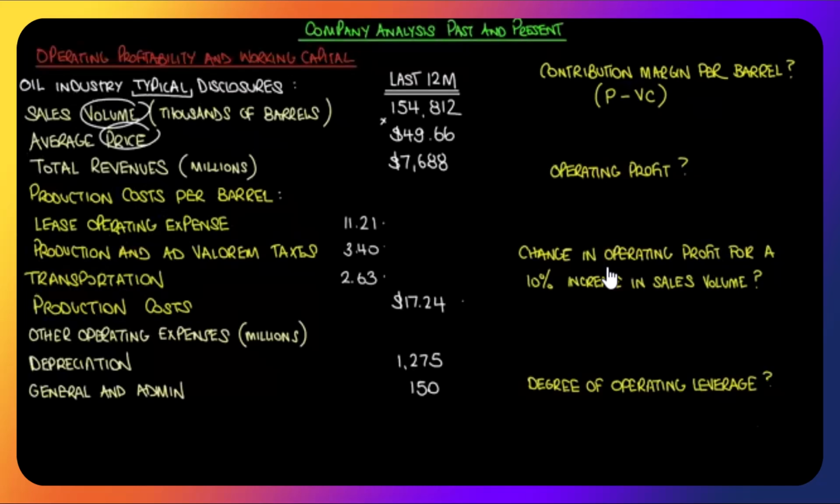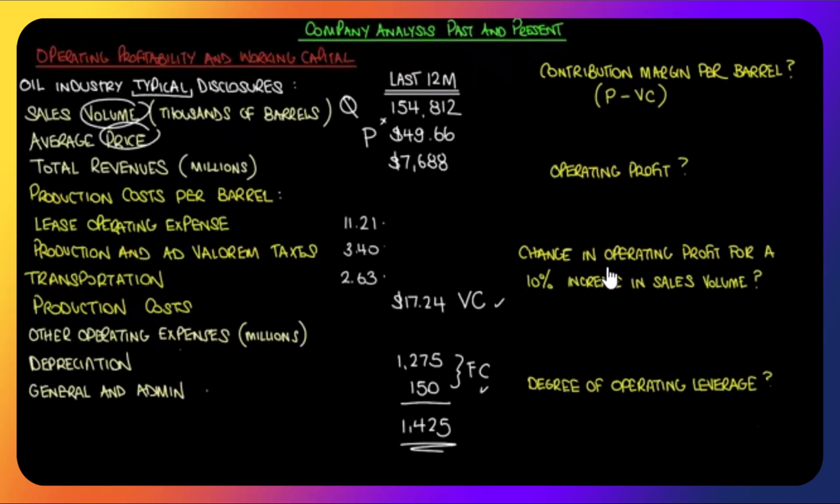They're your variable costs, less our other operating expenses, depreciation, general and admin, which together are going to give you your fixed costs. That would be 1275 and 150, 1425. With the quantity, the price, the variable costs and the fixed costs, I can calculate both my operating profit and my degree of operating leverage.